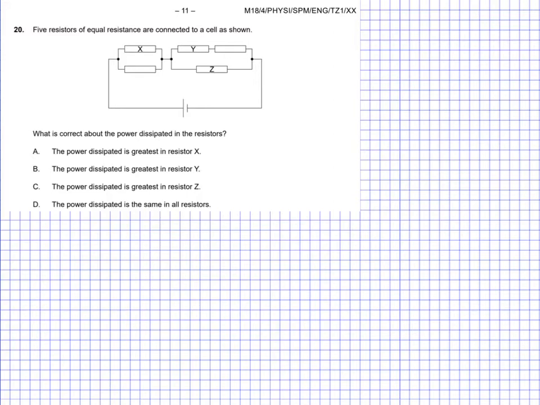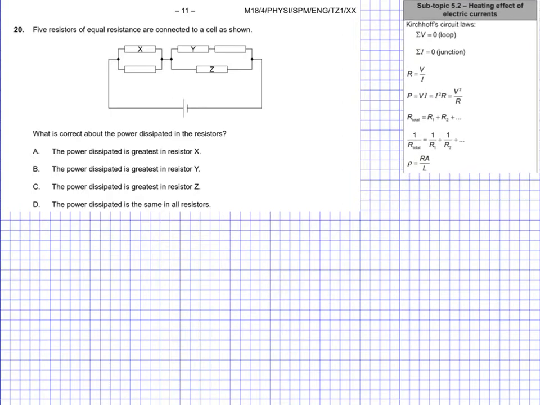So we're going to need our data sheet, here it is, and of course here's our Kirchhoff's laws, loop law and junction law, and then this is going to be our power dissipation in here. Okay, so the question is giving us 5 resistors of equal resistance connected as shown in the diagram.